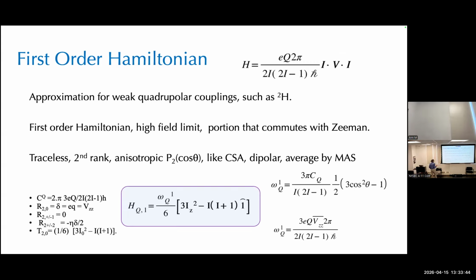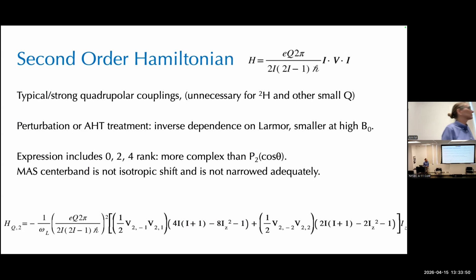And this would be traceless like the dipole, second rank. No shift to first order. Again, tomorrow we'll look a little bit at what happens when you have to go to second order, but I'll just say that it exists for today. It's important only for the really strong quadrupole couplings. We really don't need to think about this for most deuterium experiments.